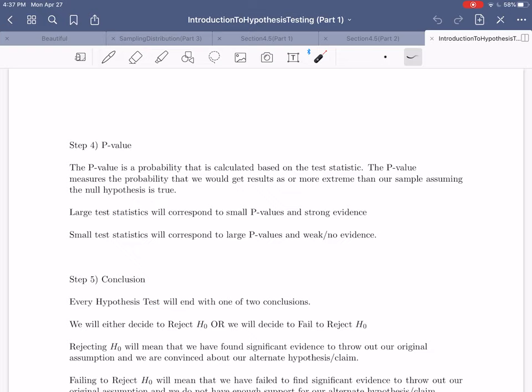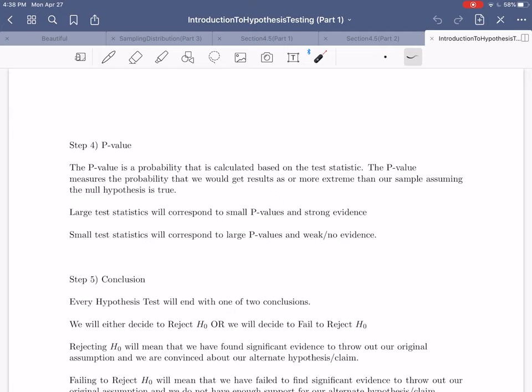Small test statistics, on the other hand, means that our data is pretty similar to what we expected. Things that are pretty similar to what we expected will have large p-values because they'll happen pretty frequently. And that means they'll provide basically weak or no evidence for the alternate hypothesis or against the null hypothesis. So that'll be step four, where we translate that test statistic into a probability.